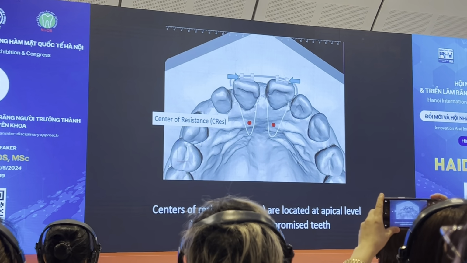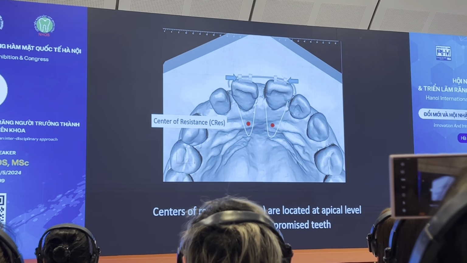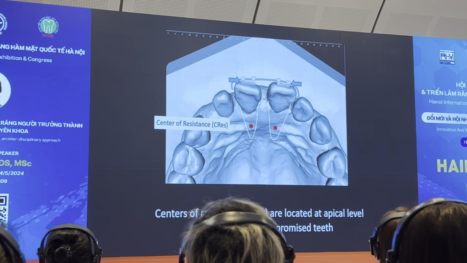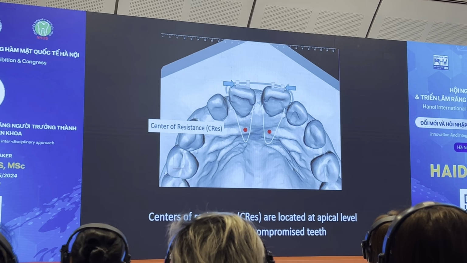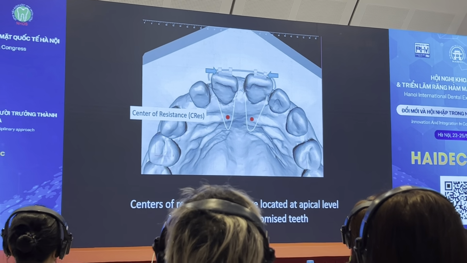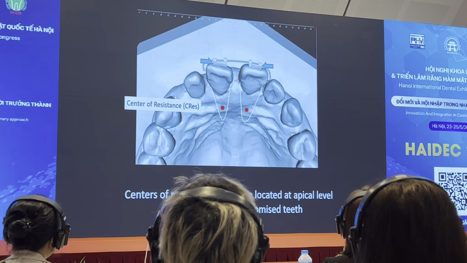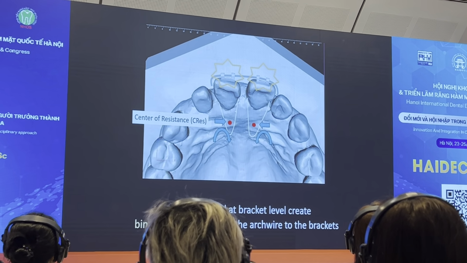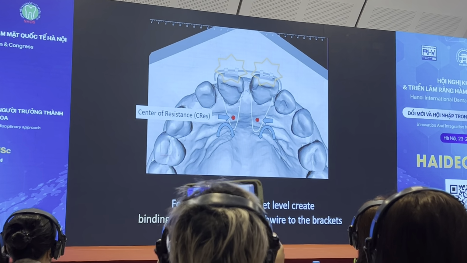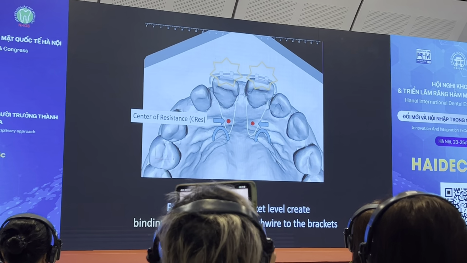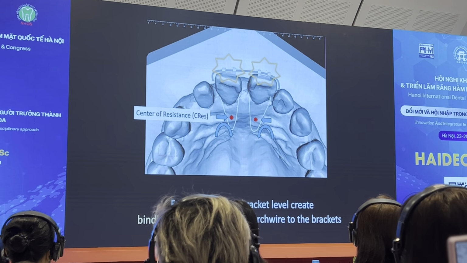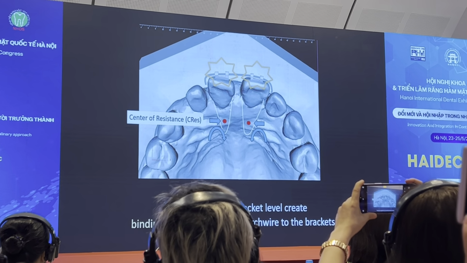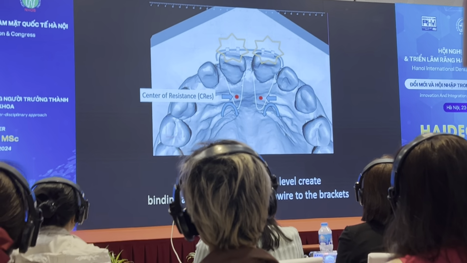For periodontally compromised teeth, as I've mentioned, the centers of resistance, which are indicated by the red circles, are at the apical level. When we apply force to close space at the bracket level, there is a high tendency for the teeth to rotate towards each other. The rotation will cause binding and notching of the arch wire to the bracket, which creates a lot of friction during space closure.